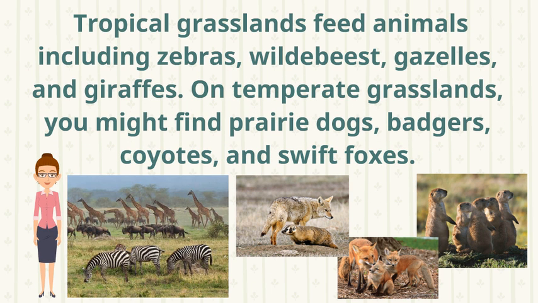Tropical grasslands feed animals including zebras, wildebeest, gazelles, and giraffes. On temperate grasslands, you might find prairie dogs, badgers, coyotes, and swift foxes.